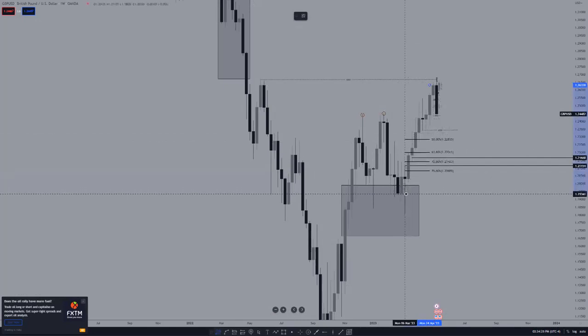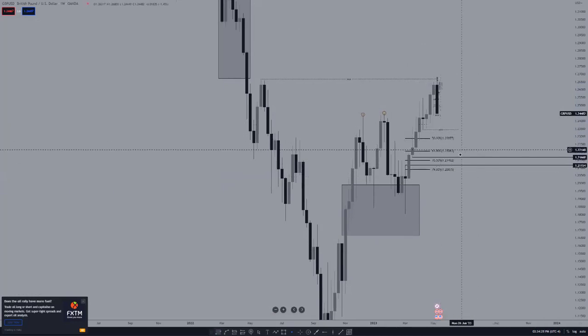Now, for me we are in the discount. So I expect to look for buys around the 0.5 region, and still look for selling from this region around here. Also, still selling from this region around here.